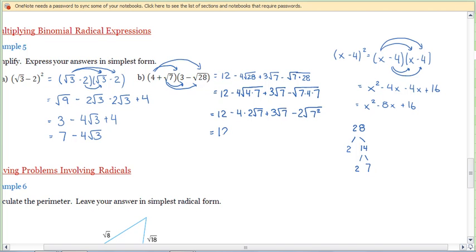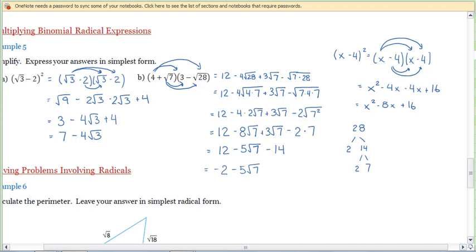And so we have 12 minus, negative 4 times 2 is minus 8 root 7, plus 3 root 7, minus 2, and now the square root of 7 squared is 7. So we have 12, then minus 8 plus 3 is minus 5 root 7, we've grouped these like terms in the middle, minus 14. 12 minus 14 is minus 2, so we get minus 2 minus 5 root 7.